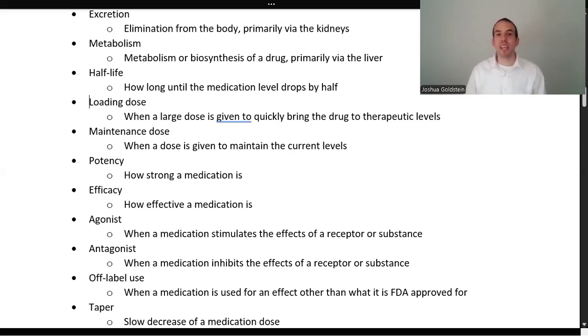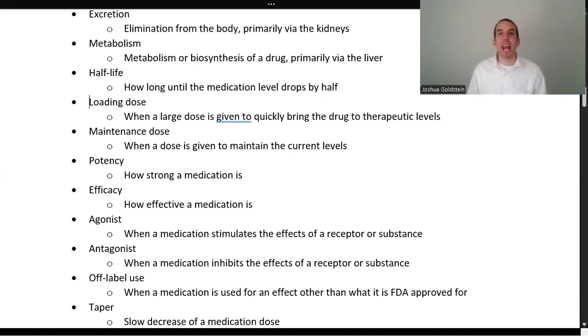Next, we have potency. That's how strong a medication is, versus efficacy, which is how effective a medication is. Which one would you prefer, the strongest medication or the most effective? The correct answer, hopefully, is the most effective medication. Why? Because that's going to be the most effective at treating my pain. I don't need the strongest medication. That might be too strong. I want a medication that is most effective for me. The most potent and the most effective are not always going to be the same.